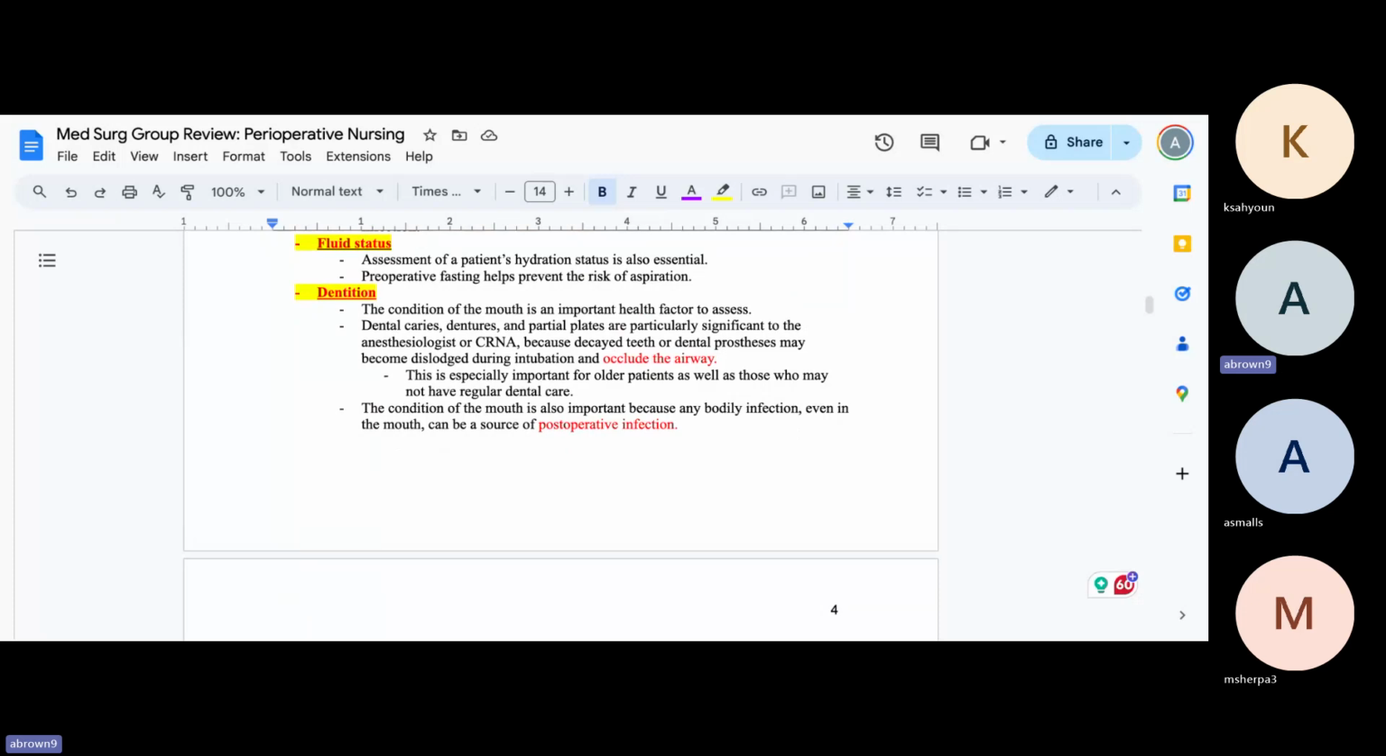Aspiration is when a patient doesn't swallow the right way and fluid goes into the airway. Aspiration is a big risk because it can cause pneumonia, which is an infection of the lungs. So yes, we want to prevent aspiration. That's usually why patients aren't on liquids before surgery.